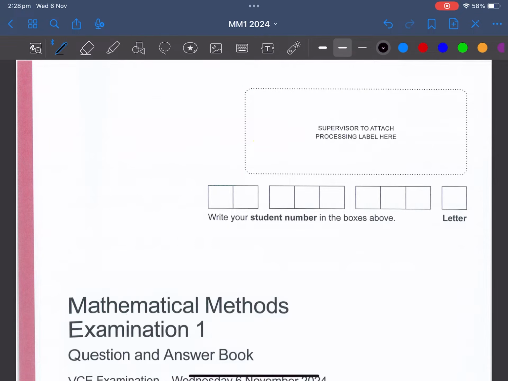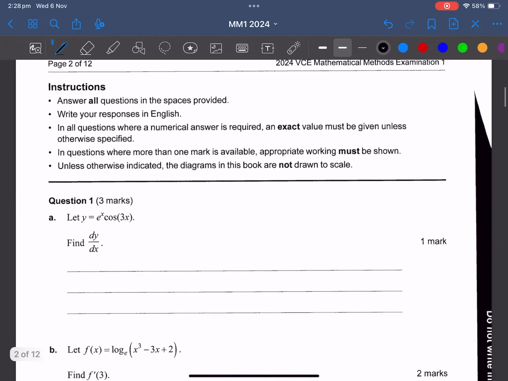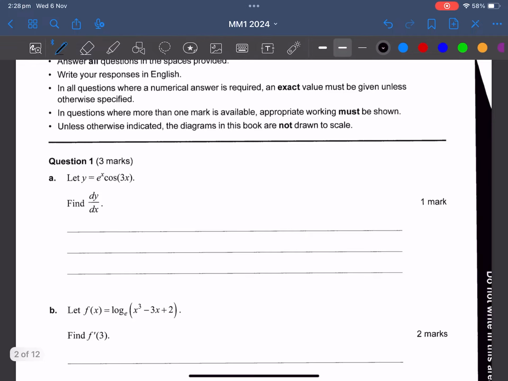Hey guys, so I just got my hands on the Mathematical Methods Exam 1 2024, so without further ado, let us get started. I haven't done this paper before, this is my first look, so if I do make any mistakes, just let me know. Okay, so y is this, and we have to find dy/dx.